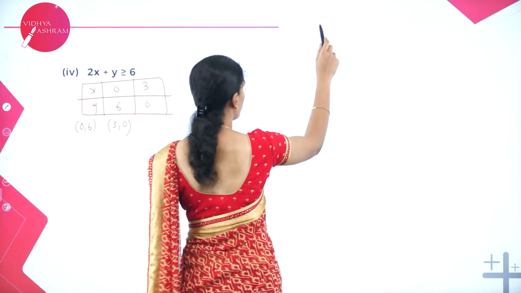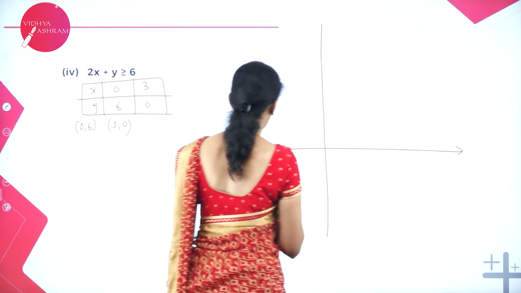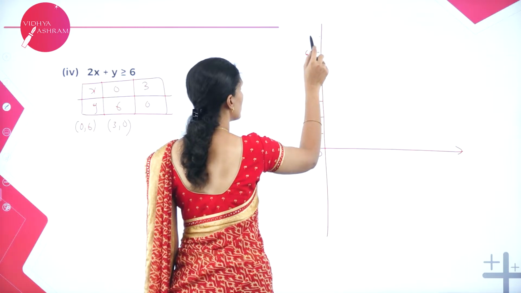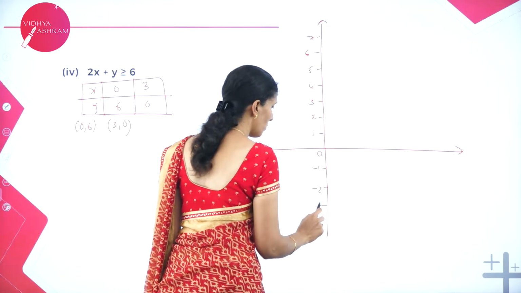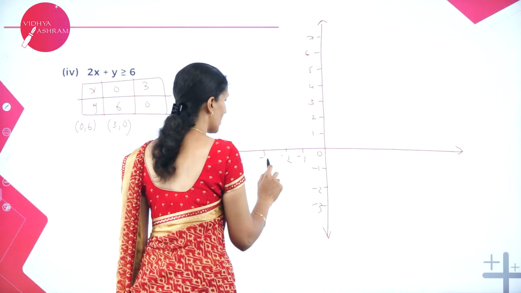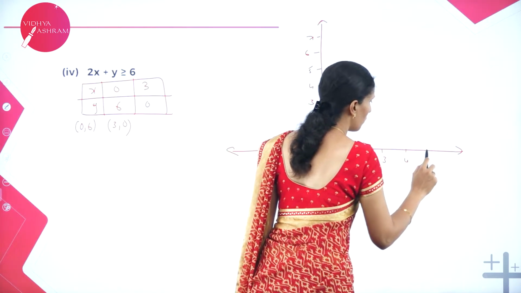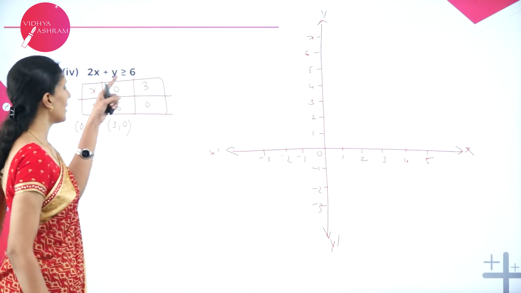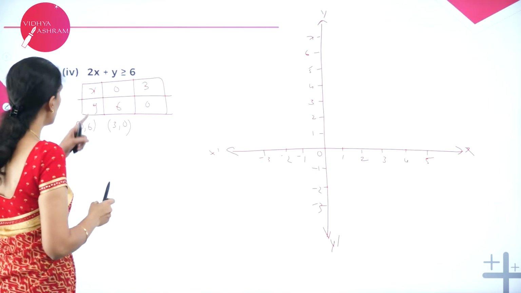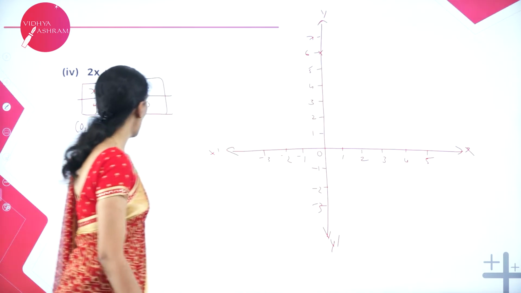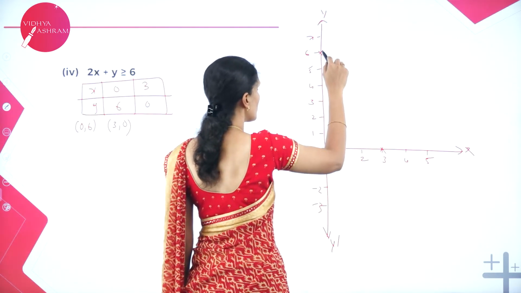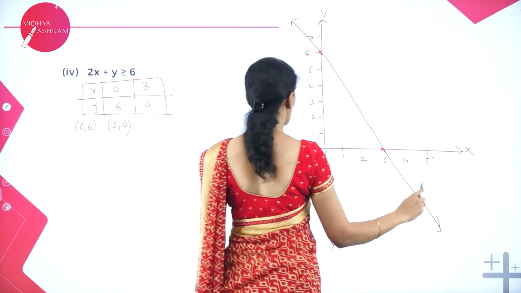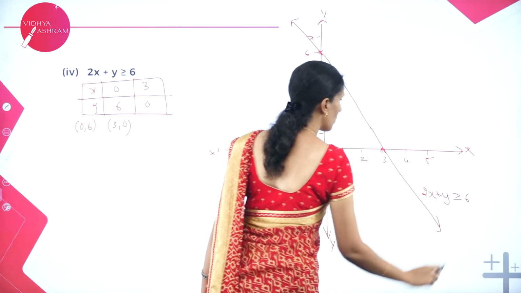So let us plot the points now. 0, 1, 2, 3, 4, 5, 6, 7, and here minus 1, minus 2, minus 3. Here minus 1, minus 2, minus 3. Here 1, 2, 3, 4, 5. X, X dash and Y, Y dash. Now we have greater than or equal to, so we can use a straight line without a dotted line. So 0, 6 is my point, and another one is 3, 0. Let us join these two points. So this is my straight line whose equation is 2x plus y greater than or equal to 6.